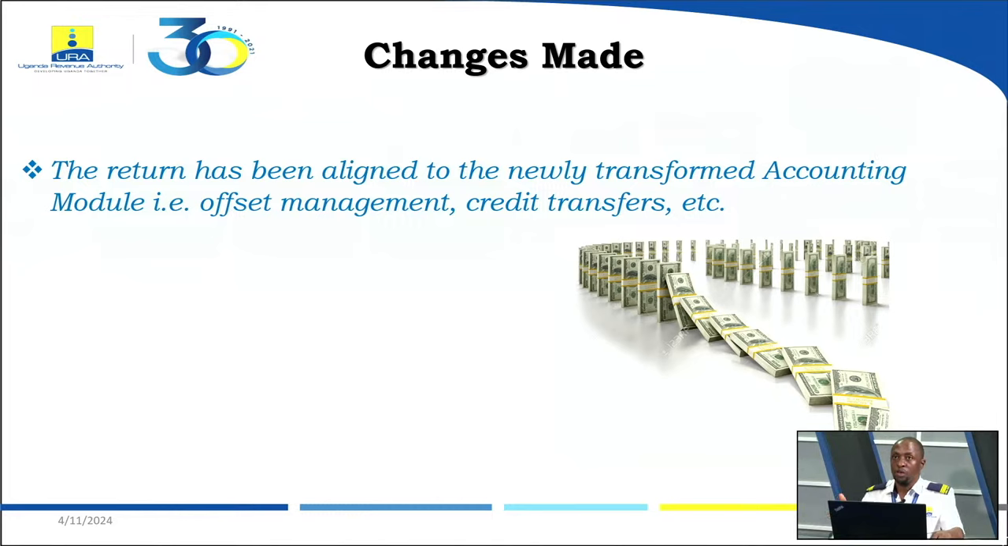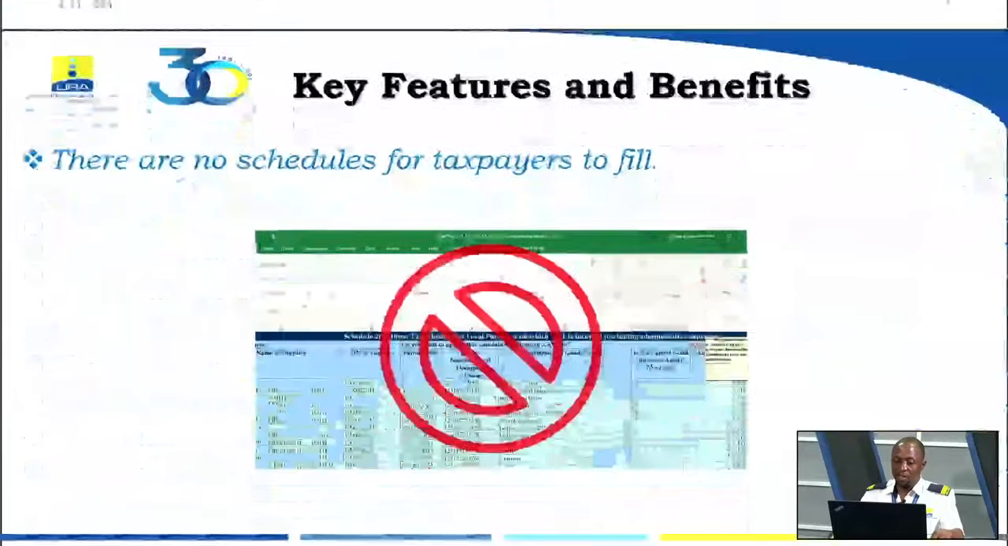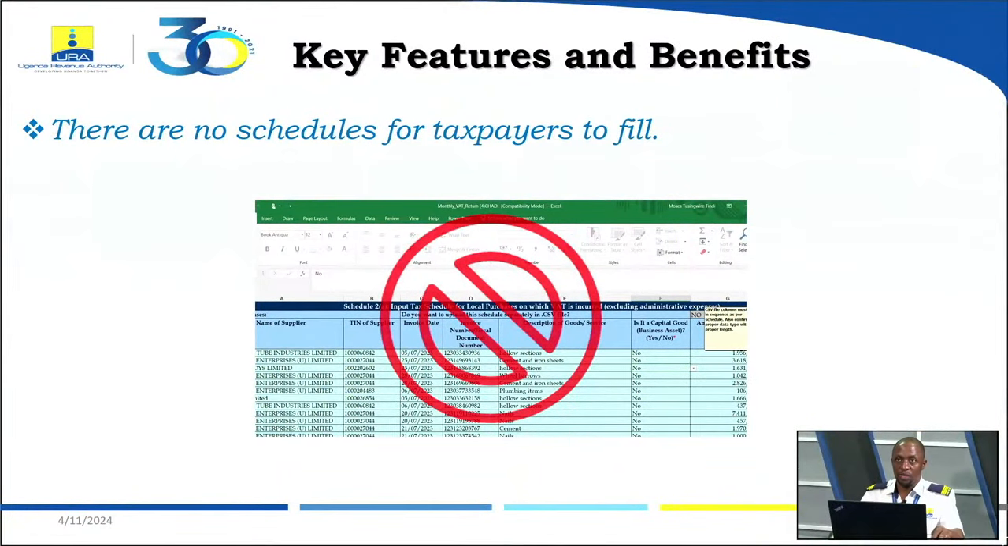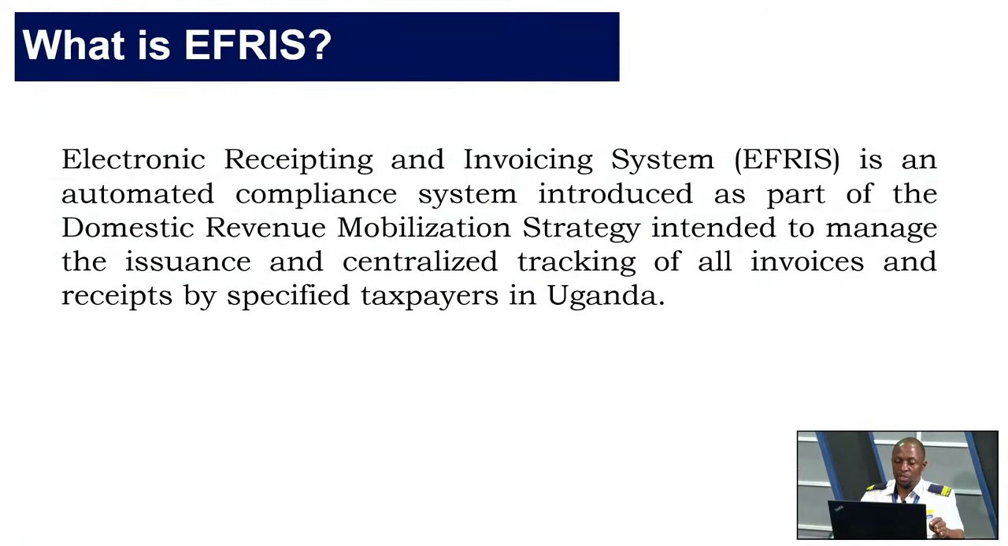And also credit transfers. If you have VAT that was deducted from you and you want to use those credits, they are also now available in the new pre-filled return. You just select which ones you want to utilize and you'll be able to utilize them. So those are the benefits that have come along. The schedules that we used to fill, where you had to make sure that the figures matched IFRIS, those schedules are going. Taxpayers used to waste a lot of time trying to match the information with IFRIS, and so the schedules have also been eliminated.